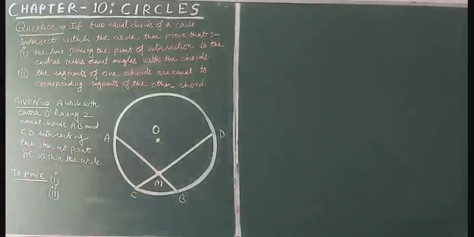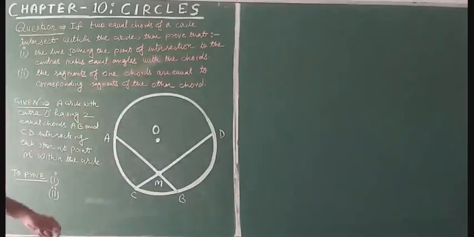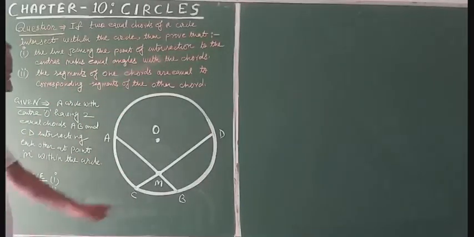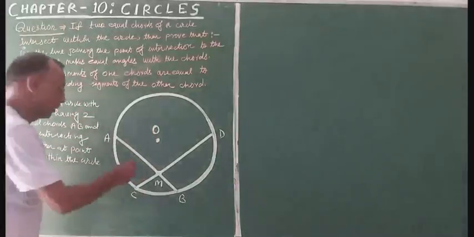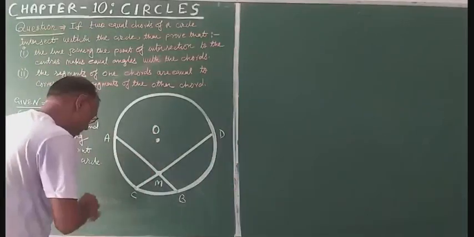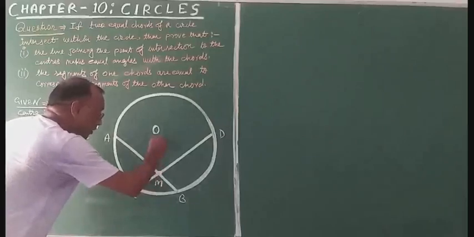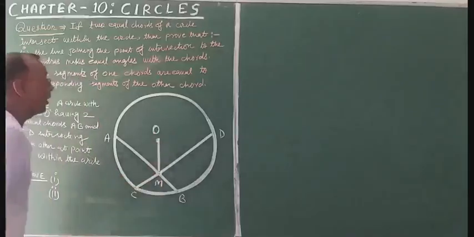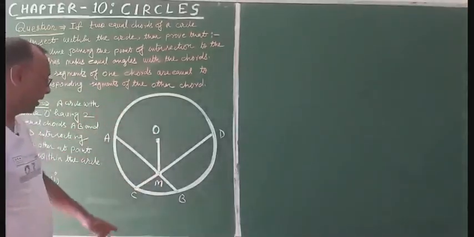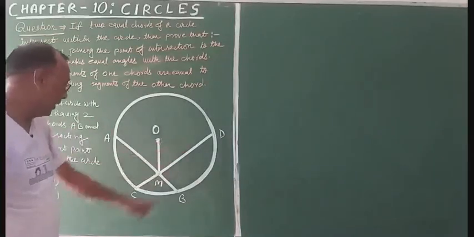And what you have to prove? You have to prove the line joining the point of intersection, that is M, to the center of the circle. This line. Which line? The line joining point of intersection to the center of circle makes equal angles with the chords. It means angle OMA is equal to angle OMD.